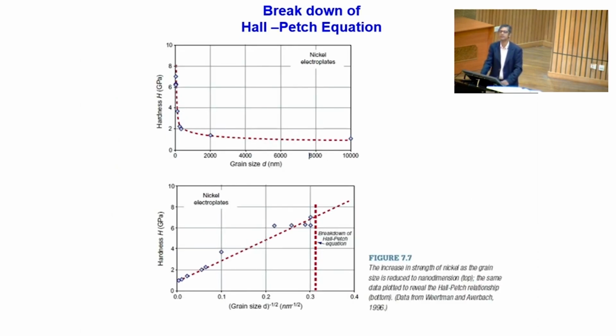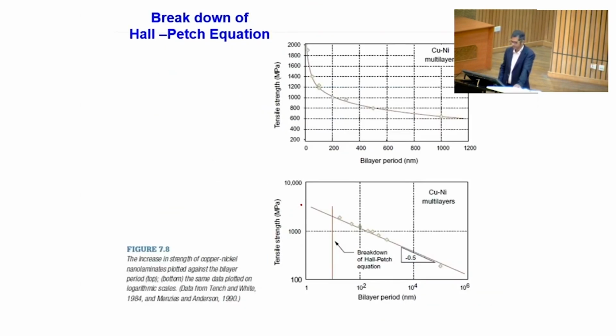Then we will discuss that. The same thing happens for nanocrystalline nickel, and you can clearly see here also, it's shown very nicely, the breakdown of the Hall-Petch equation. And there also I am showing you for multilayers. So how does the Hall-Petch equation break down? That's very simple to understand.